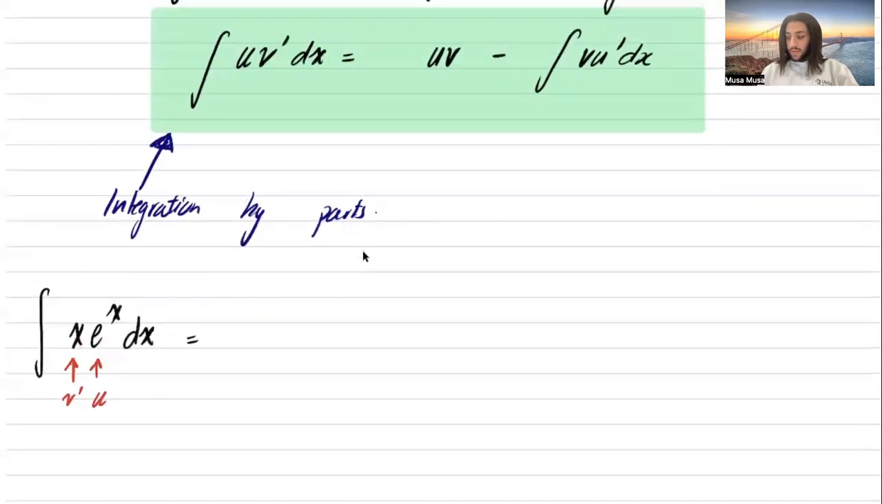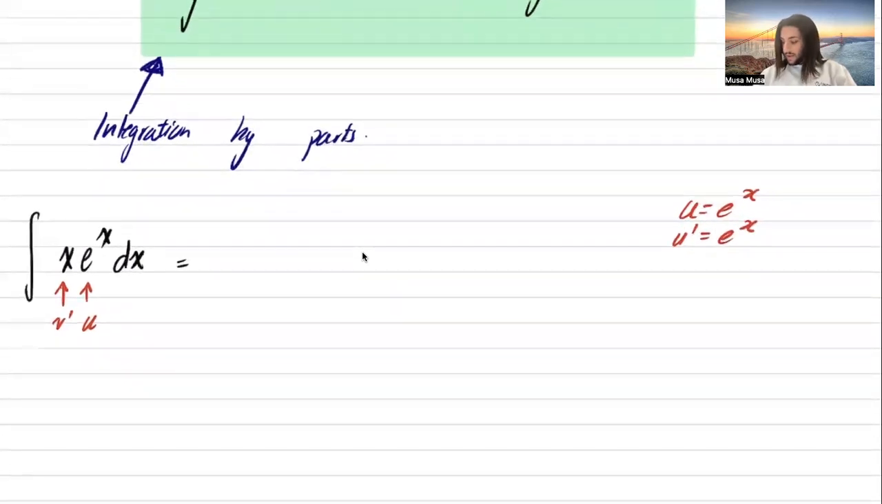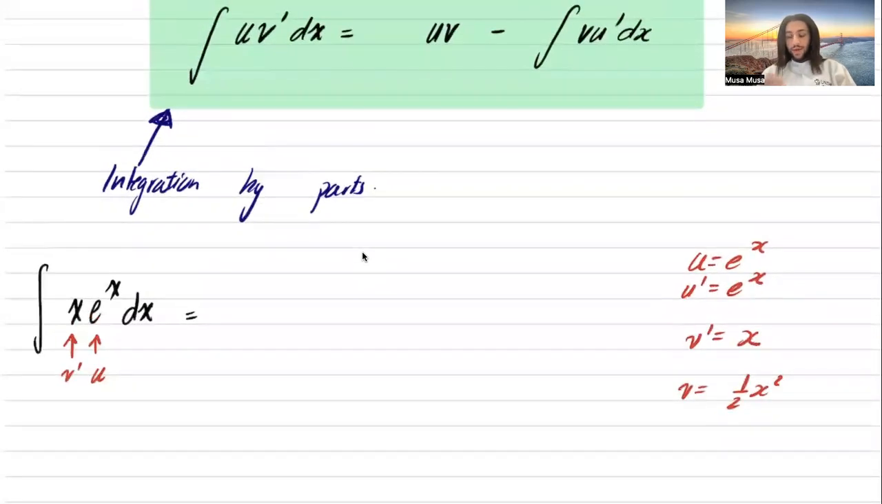Well, in order to fill everything in on my right-hand side, if I know what u is and I know what v dash is, I have to find what v is and I have to find what u dash is. So I'm going to say, well, okay, if u equals e to the x, that means u dash is equal to e to the x. And then if I make v dash equal to x, to find v, I just have to integrate it, which means v is simply just going to be a half of x squared. Now, if I go and apply that rule, let me see if it's going to help me evaluate this integral. So the rule says u times v, which means it's e to the x times a half of x squared.